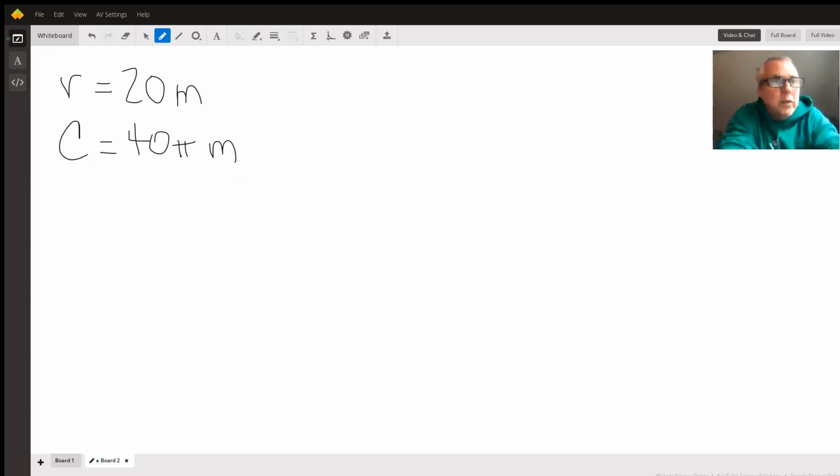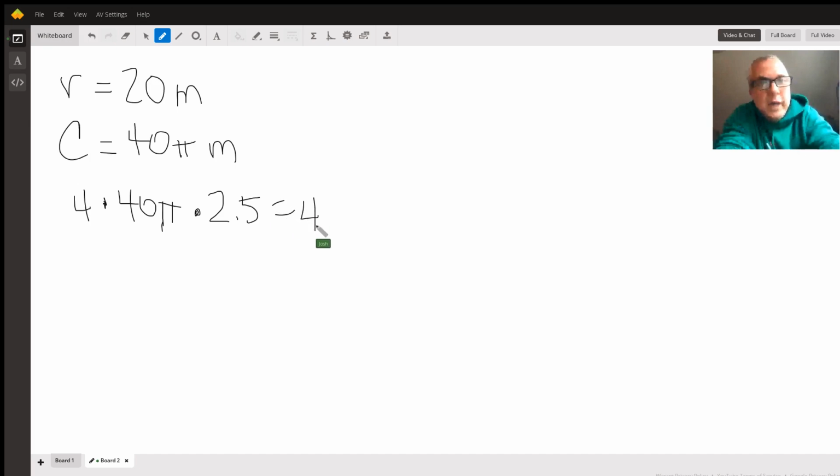We know that it travels 4 revolutions per minute. So we do 4 revs times, each time it makes a revolution, it completes 40 pi meters. And we're going to let these blades rotate for 2.5 minutes. So we're going to multiply by 2.5 minutes. We're going to get our answer here. 4 times 2.5 is 10. 10 times 40 pi is 400 pi. So the exact answer is 400 pi meters in 2.5 minutes.